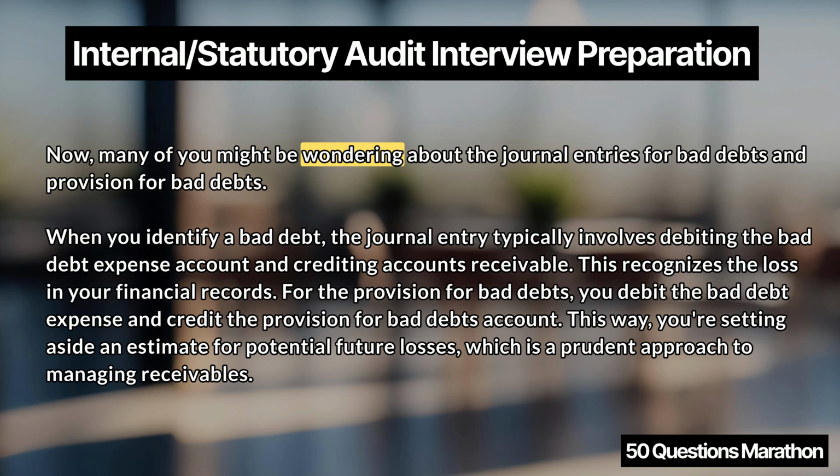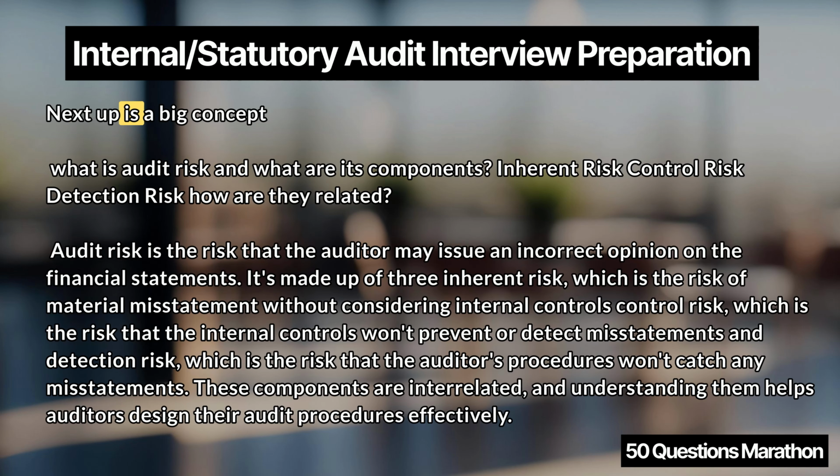Now, many of you might be wondering about the journal entries for bad debts and provision for bad debts. When you identify a bad debt, the journal entry typically involves debiting the bad debt expense account and crediting accounts receivable. This recognizes the loss in your financial records. For the provision for bad debts, you debit the bad debt expense and credit the provision for bad debts account. This way, you're setting aside an estimate for potential future losses, which is a prudent approach to managing receivables.